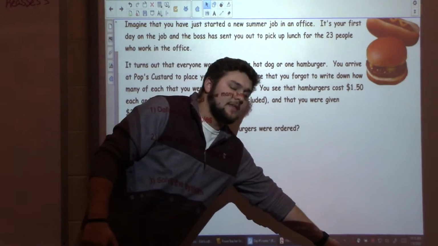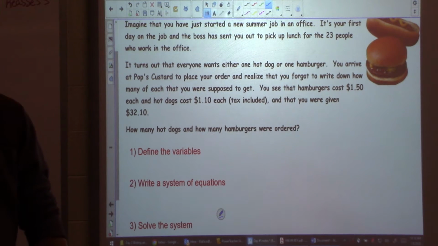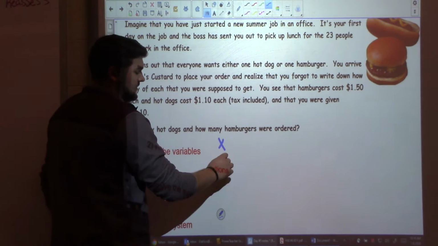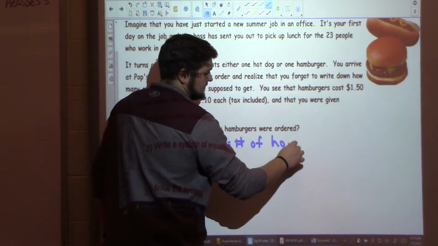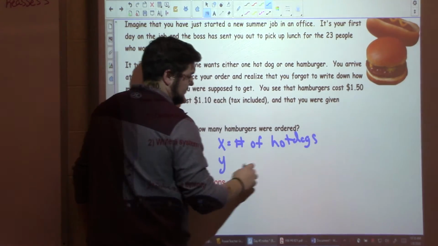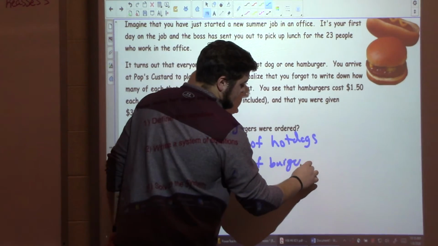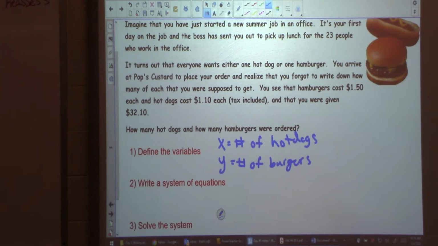So first step, after reading that problem, we need to define our 2 variables, our 2 unknowns. What are our 2 unknowns? Hot dogs and hamburgers, right? The number of hot dogs I'm supposed to order and the number of hamburgers I'm supposed to order. So I'm going to let x be the number of hot dogs and y be the number of burgers. Like I said, if you want to use H for hot dogs, B for burgers, go ahead and do it, but I'm going to use x and y.